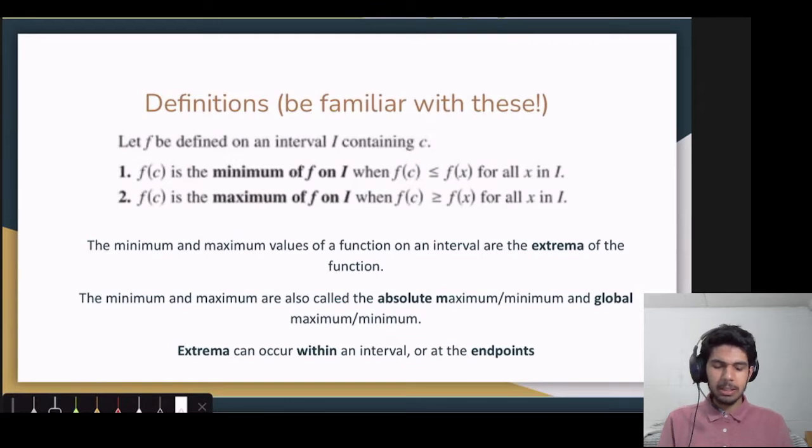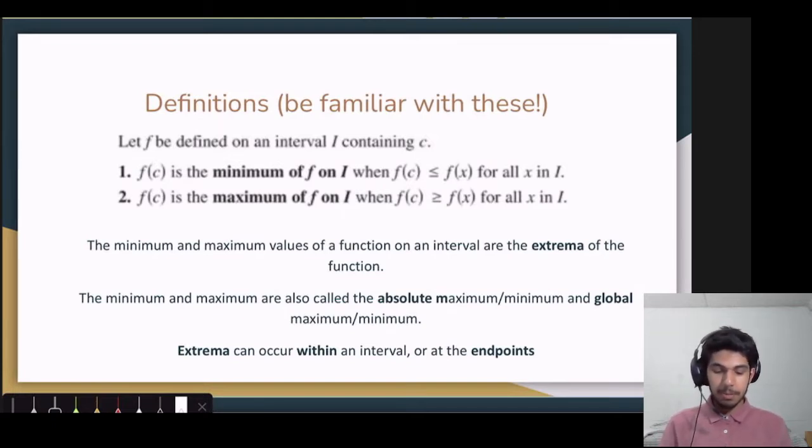So these are pretty basic words. We've seen minimum and maximum in past math classes, and they are basically what you imagine them to be. Now we've just defined them mathematically. And the minimum and maximum values of a function on an interval are the extrema of the function. So when we say extrema, we're talking about minima and maxima of a function. It's just a fancy word we use to encompass both of those.